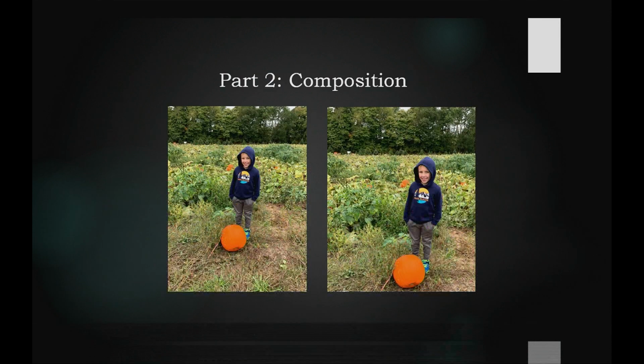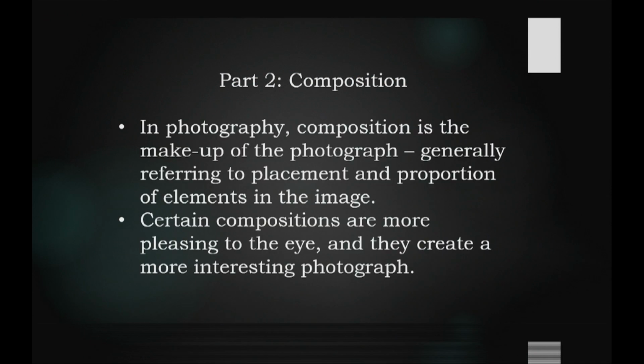Okay, so next one, composition. So we're going to talk about some different rules of composition and why, generally speaking, this photo is more aesthetically pleasing than the first one. Okay, so composition is the makeup of the photo, so we're talking about the placement and the proportion of the different things in the image. And just because of how the human eye is, some of these are more aesthetically, visually pleasing to us than others.